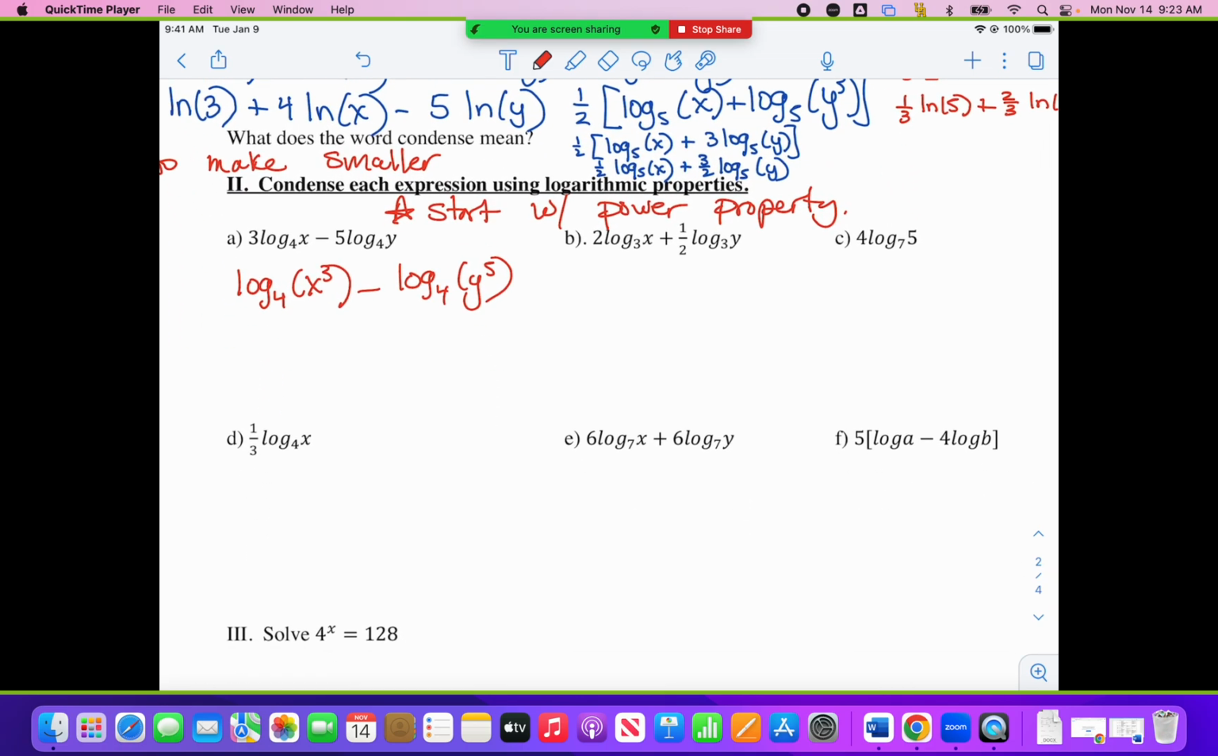So in letter A, that would become log base 4 x cubed minus log base 4 y to the 5th. Well, look back up at your properties, and what do I know if I'm subtracting two logs? Now you're looking at the right side to the left side of the property. Yeah, Brennan? It's the quotient. So this becomes log base 4 x cubed over y to the 5th.